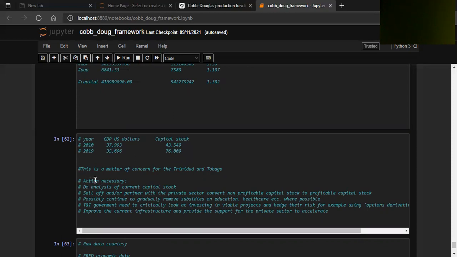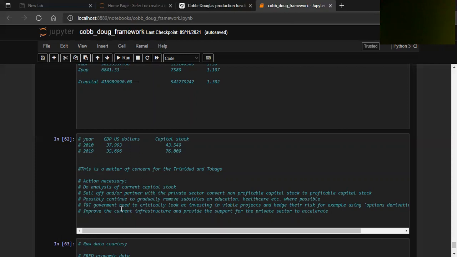So I was looking at the actions that are necessary. What Trinidad needs to do is to do analysis on the current capital stock, obviously finding the stock that drives value. Sell off and/or partner with the private sector to convert non-profitable capital stocks to profitable capital stocks. Also possibly continue to gradually remove subsidies on education, healthcare, etc. where possible. I know that is a difficult one, but it's something that they might have to look at if they have no other choice.